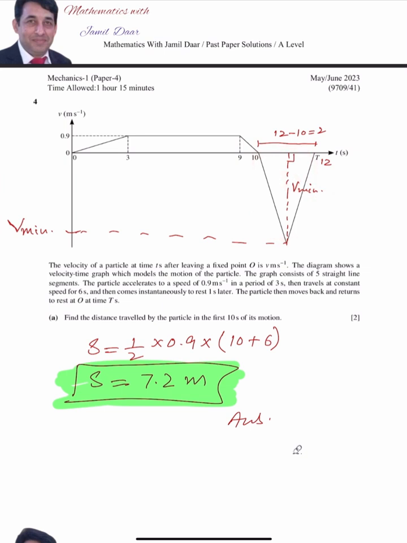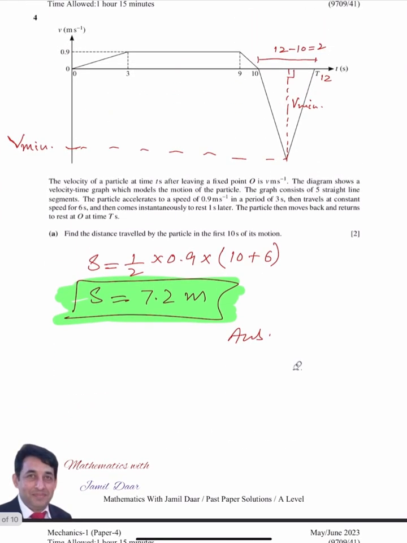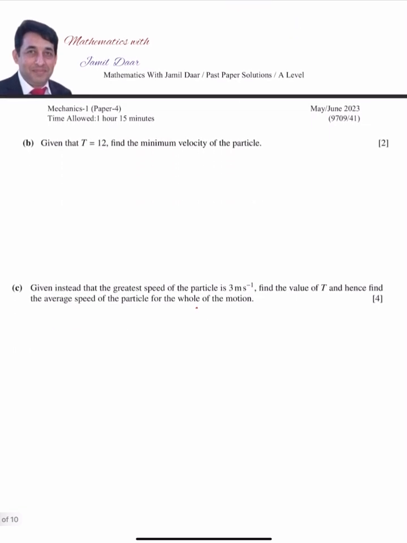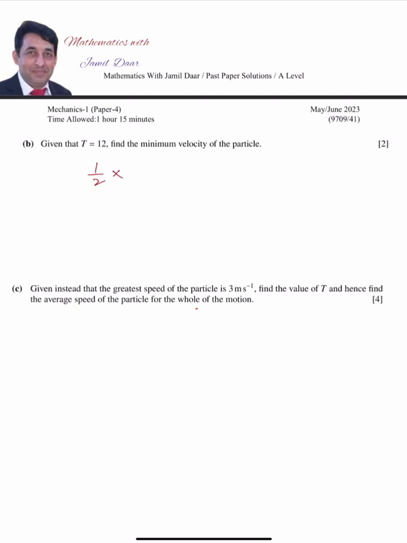Okay, by using this, we'll find out the minimum velocity. So area under the graph, the triangle, is 1 over 2 into base, that is 2, into height, velocity minimum, is equal to 7.2 meters. Okay, this means that minimum velocity is, sorry, this is not distance, this is displacement, so that would be negative 7.2, because it has gone back to point O, so this will become minus 7.2 meter per second.